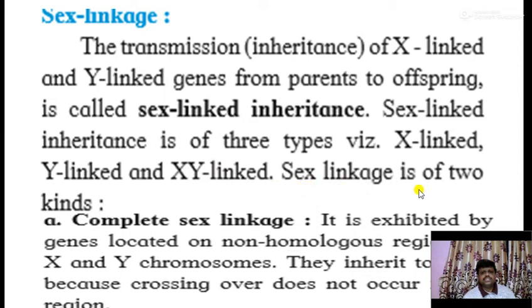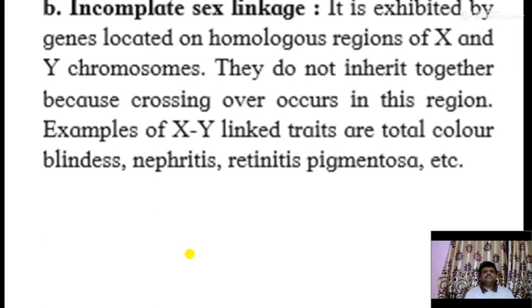So sex linkage is of two kinds. Let us see the first one, that is complete sex linkage. These genes are located on the non-homologous regions of the X and Y chromosomes, and they inherit together because crossing over does not occur in these regions. For example, color blindness.